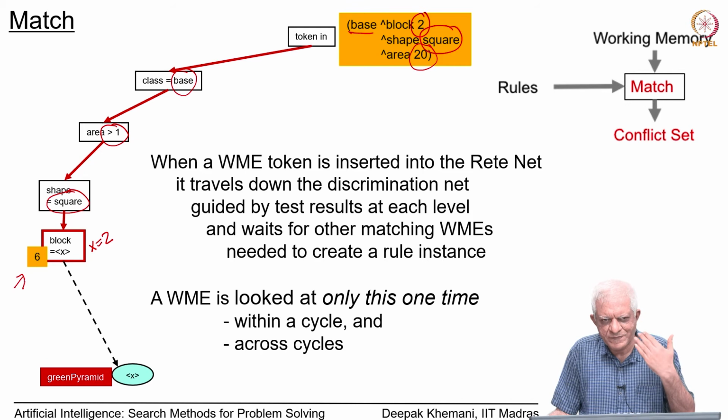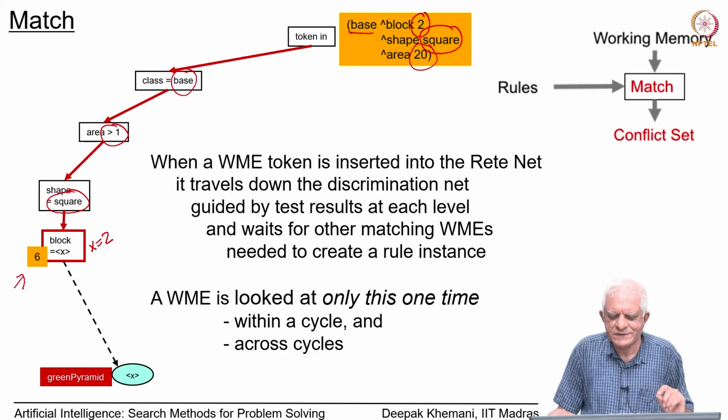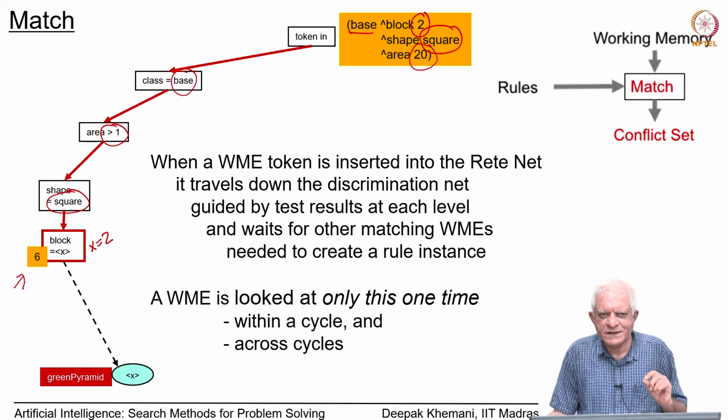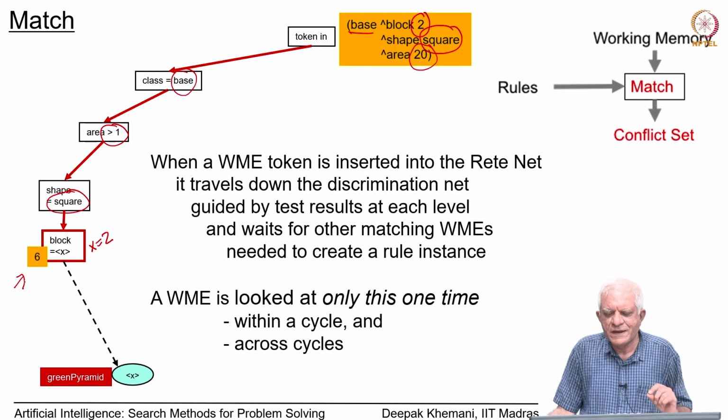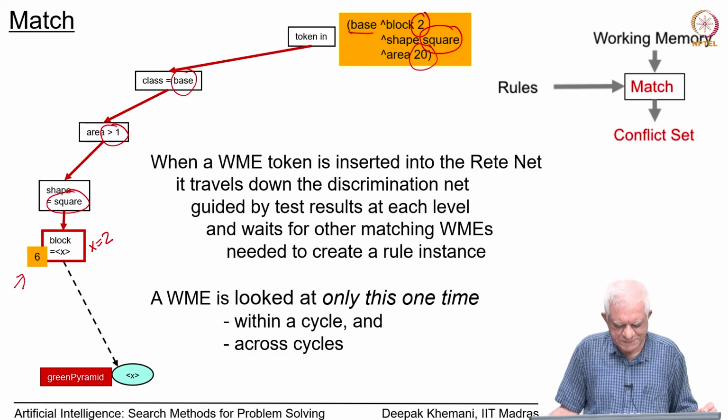Whether it is for this cycle, which means match all the rules with all the data, or whether it is across cycles, which means the next cycle again match all the rules with all the data, this particular working memory element will be inspected only once by the network. And you can imagine the kind of savings that this will do in the match process essentially.